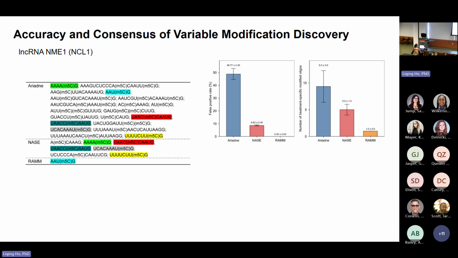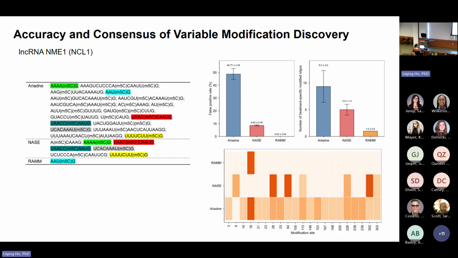That means adenine identified more true positives, but has a high false positive rate. For a biological sample, that is a lot of false positives, right? NICE, even though it has a lower false positive rate, missed almost half of the true positives. And for RNA modification mapper, it lost even more, the most, right?